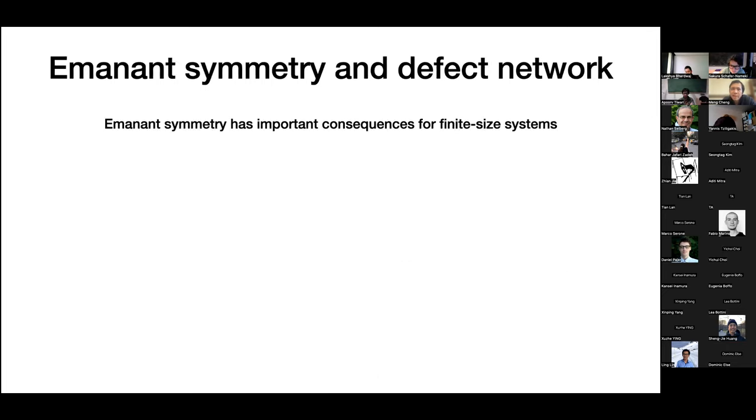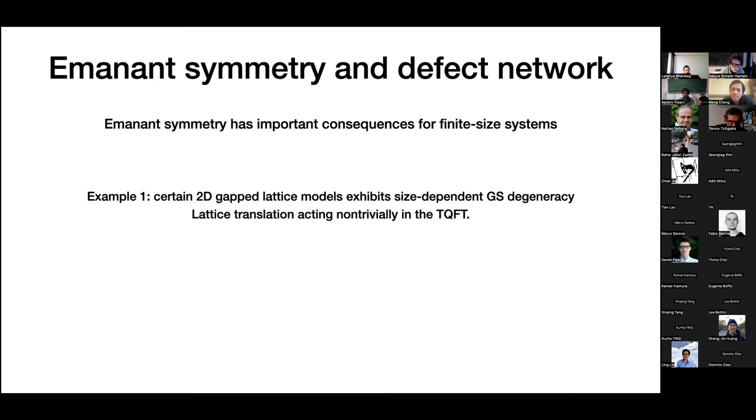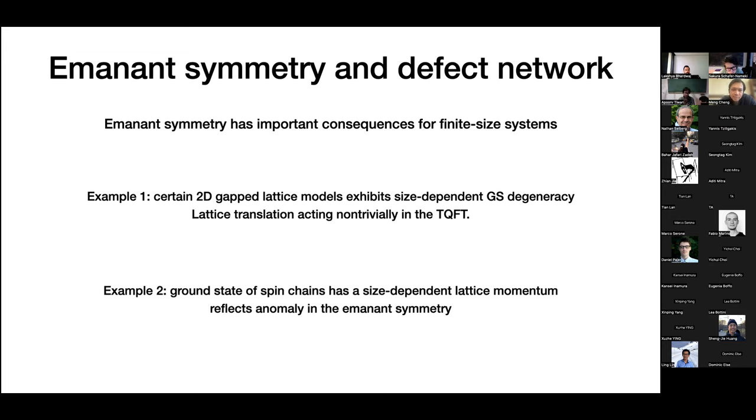All right. This is almost 1 hour. So let me first finish this part by making two remarks. This emergent symmetry has some interesting consequences also for finite size systems, which have been somewhat known through many examples. For example, certain two-dimensional gapped lattice models exhibit size-dependent ground state degeneracy, which can be understood as the lattice translation acting as a non-trivial symmetry in the topological field theory in the IR. And the second example is that the ground state of a spin chain can have size-dependent lattice momentum, which reflects the anomaly of the emergent symmetry.